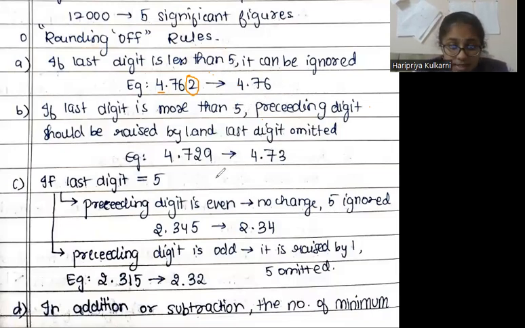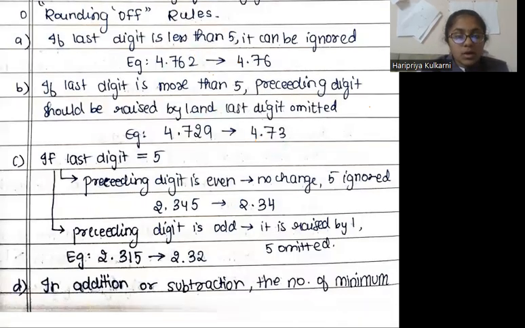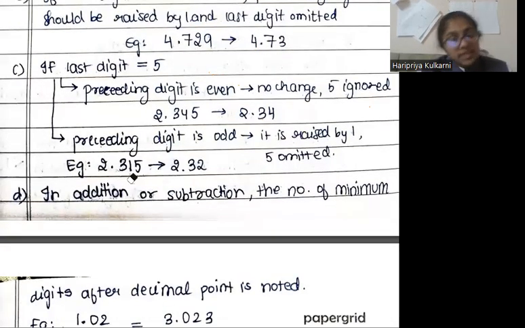That is, see here, if I have 4.729, of course, 9 is greater than 5, right? So what I'll do, I'll increase this 2 by 1. That is, it will become 3 and omit this 9. So what I'll get 4.73 as my rounded off number, right? Now coming to, what if the last digit is equal to 5, right? We saw if it is greater than 5, we saw if it is lesser than 5. What if it is equal to 5, right?